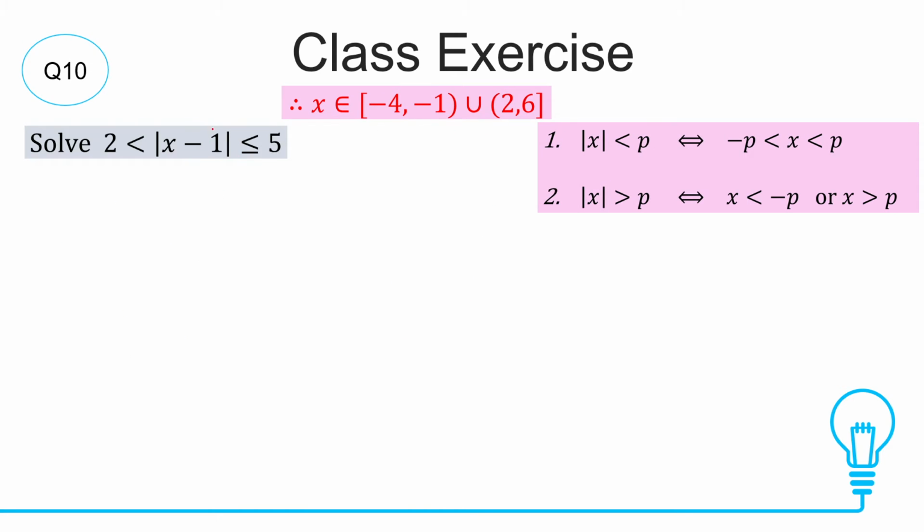Okay, next one. When you have an absolute bounded by 2 sides, you have no choice. You can only do it separately. The first one, 2 less than x minus 1.